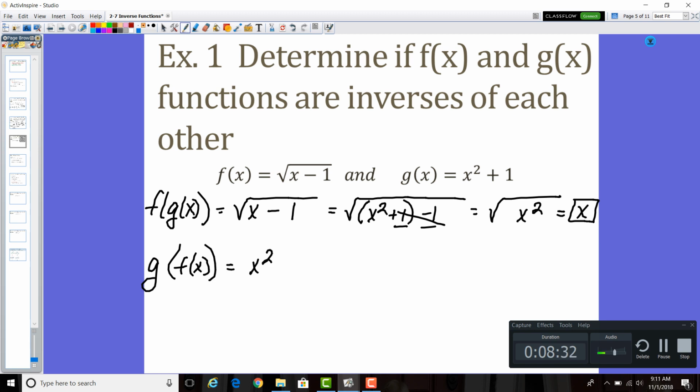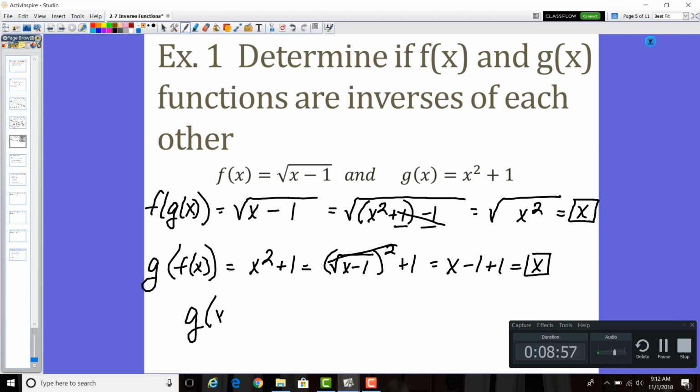So now we're going to start with g of x. Inside g of x, I'm going to plug in the square root of x minus 1, which is my f of x function. What happens when we square a radical? It makes that radical disappear. So we're left with x minus 1 plus 1, which again leaves us with x. So that work proves that, I'll write it backwards, g of x and f of x are inverses.